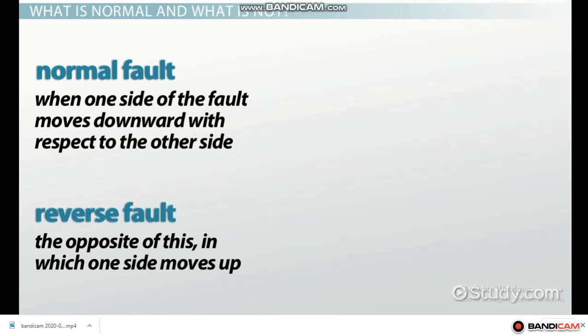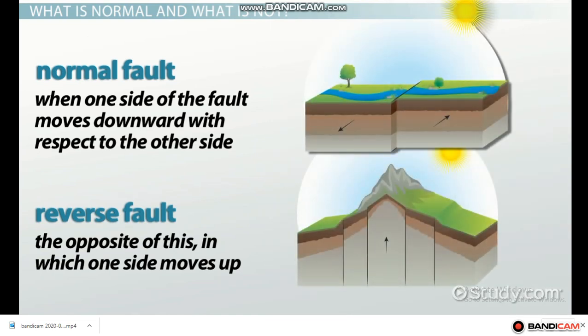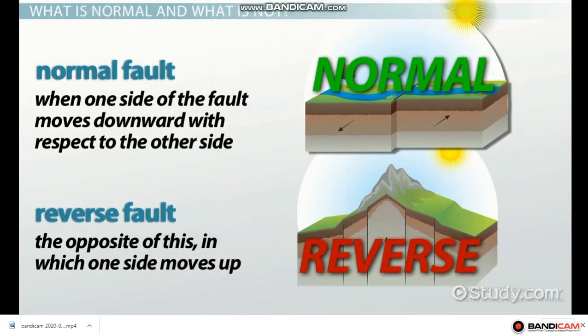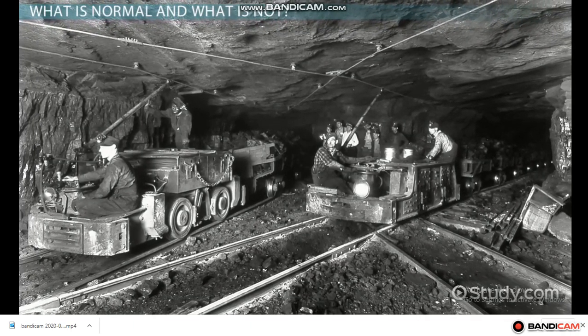It seems more normal for Earth to slide down, because of gravity, than it is for it to go up. Earth moving down is normal, moving up is reverse. The term normal fault actually comes from coal mining, but more about that later.